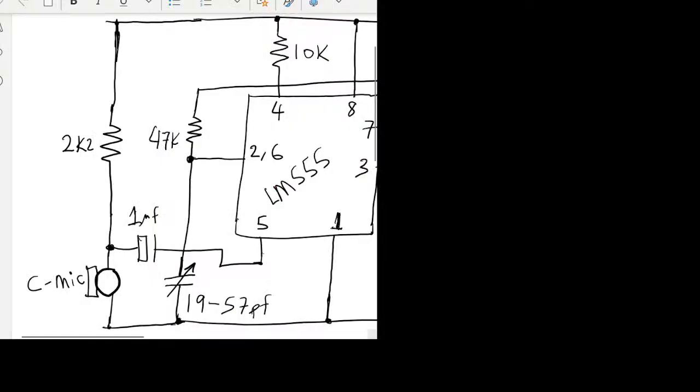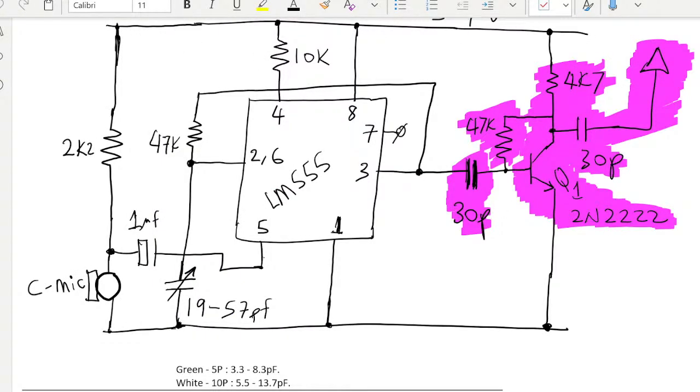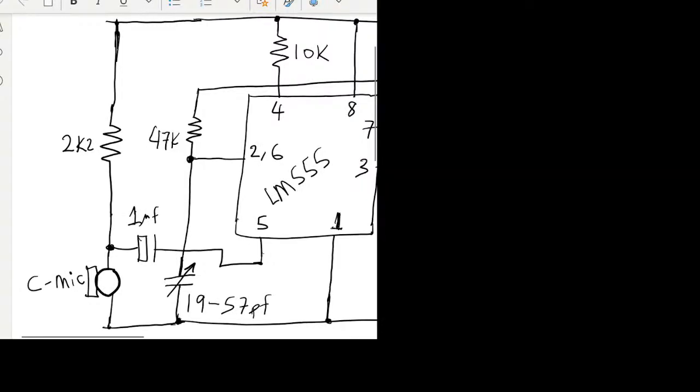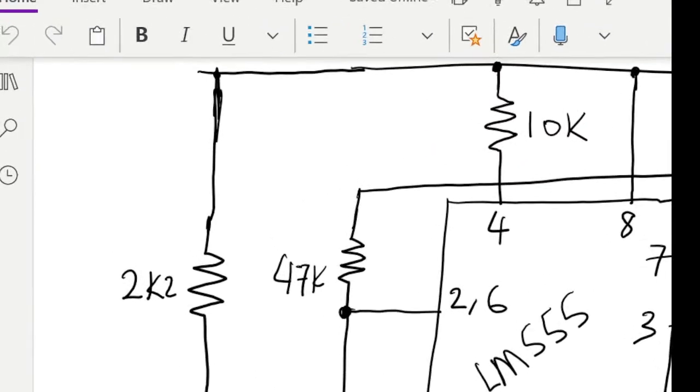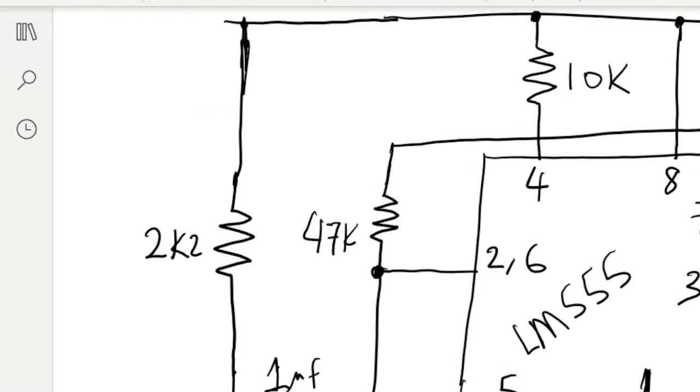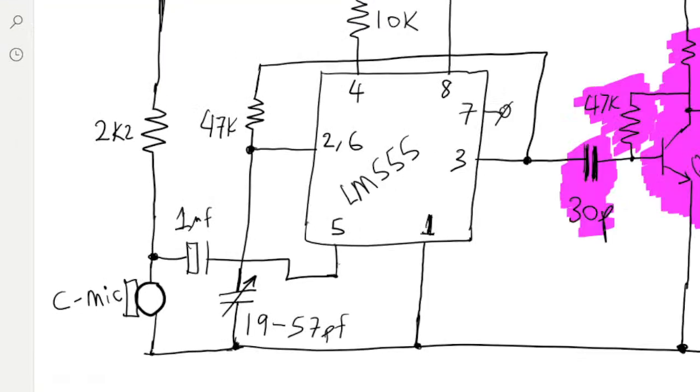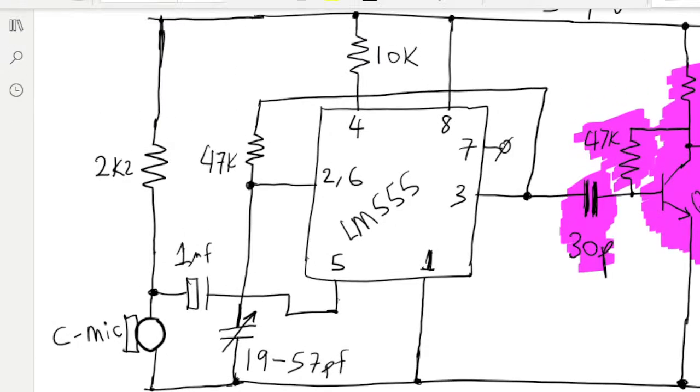Okay. So in this view here, let's talk about how to determine the frequency. So I'm just gonna adjust this view. Okay, so that's the circuit diagram one more time.